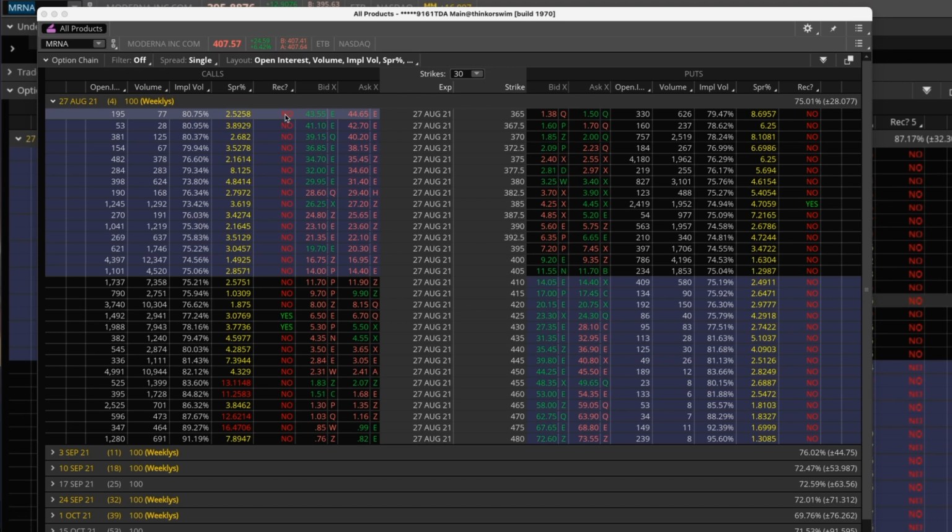The second column, which says REC question mark, stands for recommended. What that means is if I would recommend this strike price, the ones that say yes, that means that I will take it.